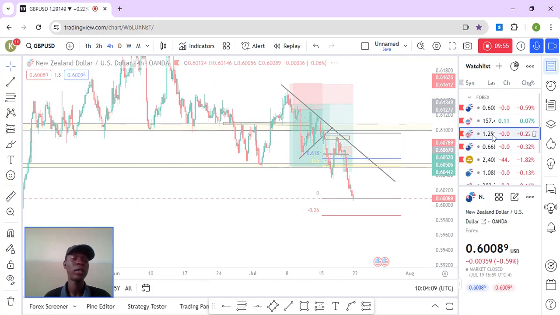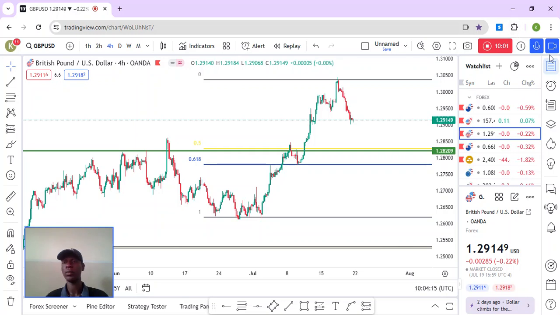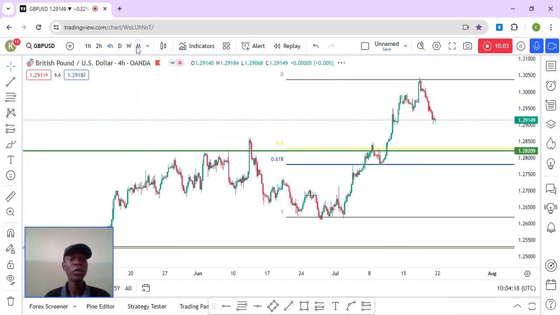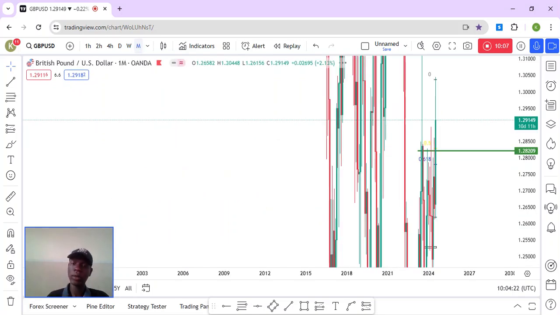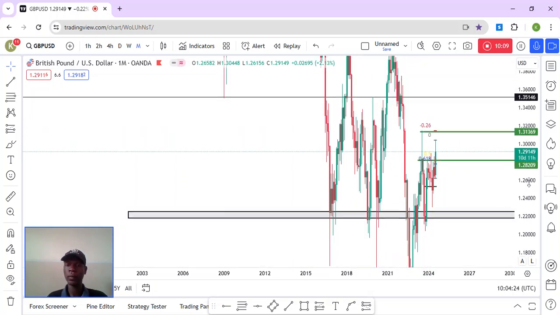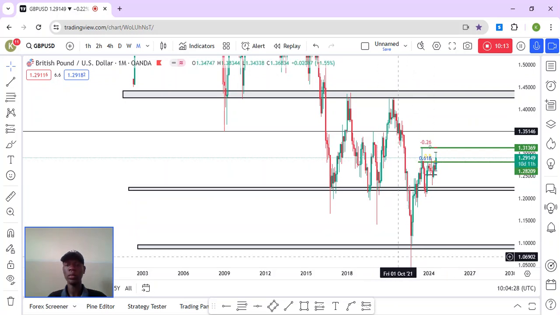I think I will have to explain from the monthly time frame for the GBP USD. So what was happening on GBP USD? Actually, what happened was that the market had a double top. The market broke through the double top. It completed it, just like I said the other time.